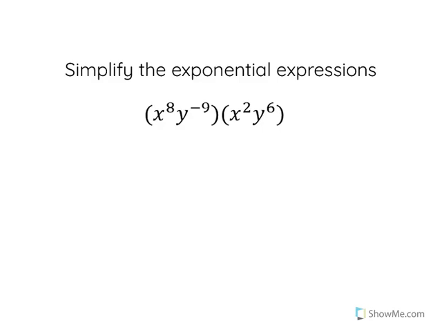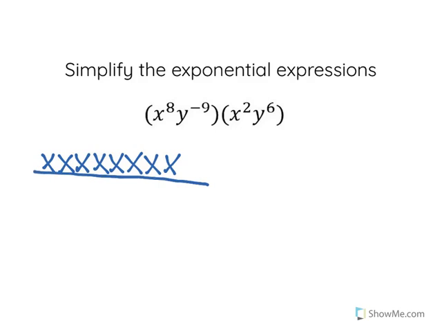So x to the 8th is actually 8 x's. 3, 4, 5, 6, 7, 8. Now, y to the negative 9th actually means that we're going to put those y's on the bottom. So negative exponents actually switch their position in order to make them not negative. So a negative on the top means that it goes to the bottom. A negative on the bottom means it goes to the top. So we're actually going to write 9 y's on the bottom.